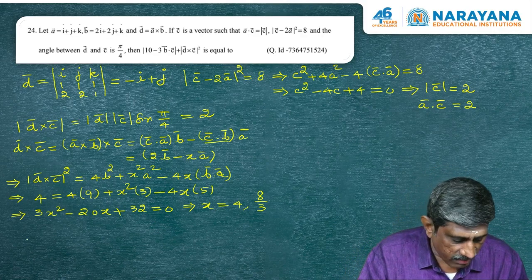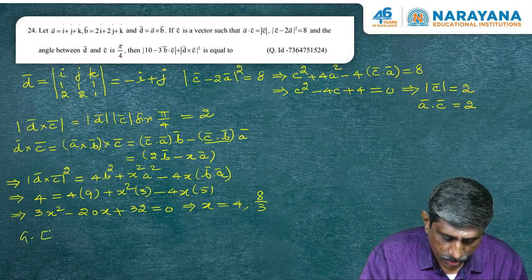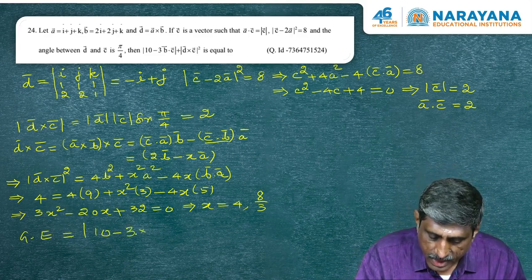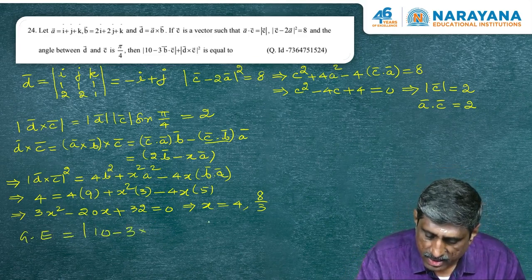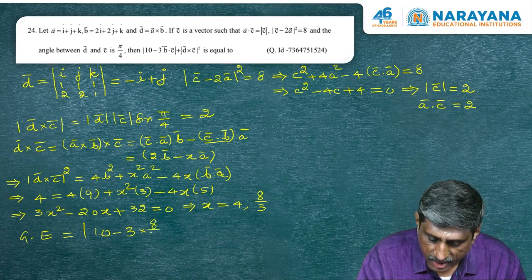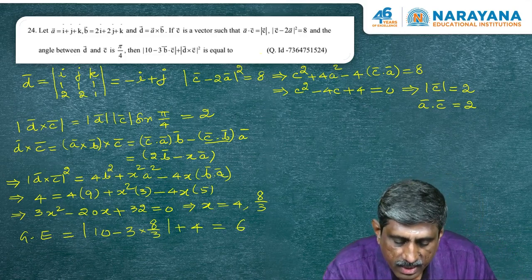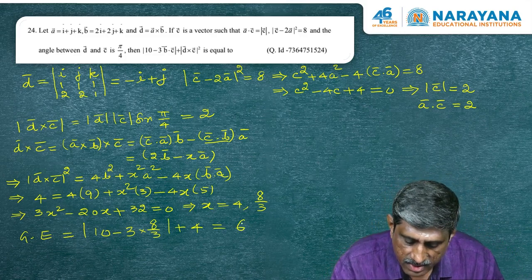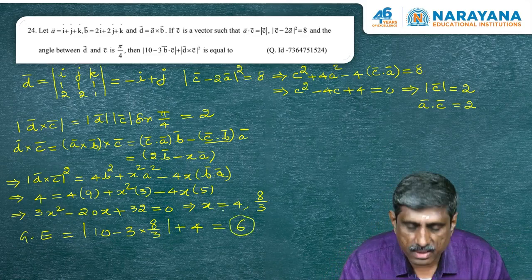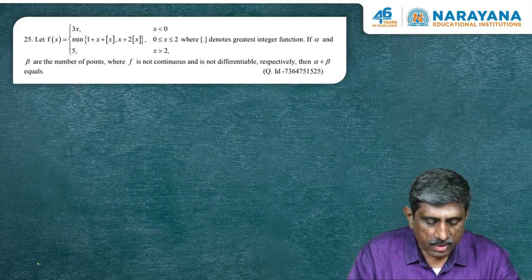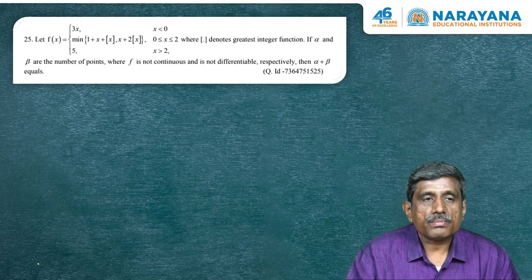Therefore, the value of the given expression is equal to modulus of 10 minus 3 times B dot C, which you can take as 8 by 3. Either one you can take, both values are the same, plus 4, which is equal to 6. So the required expression value is 6, which is the integer answer 6 directly. That was question number 24. Let us move on to the last question, number 25.